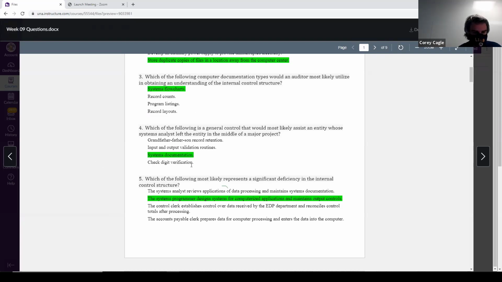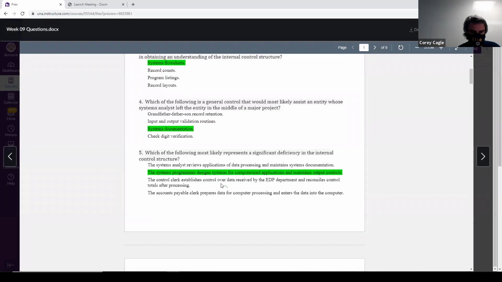5's a good one, though. That's the basic segregation of duties that we talked about. Systems programmer designs systems for computerized applications and maintains output controls. That would be a deficiency. We don't want the programmer designing and maintaining, right?